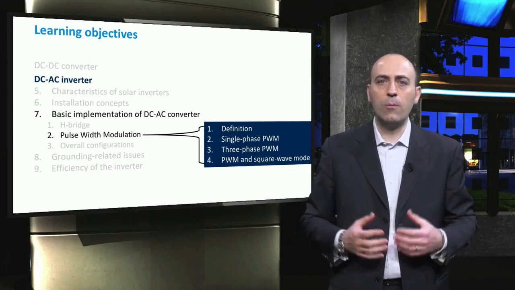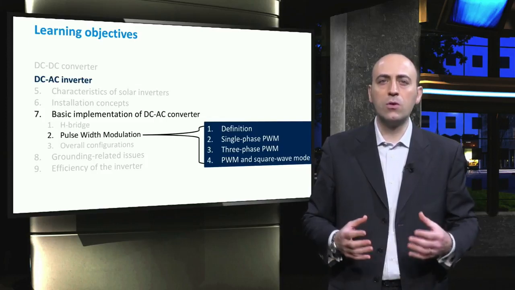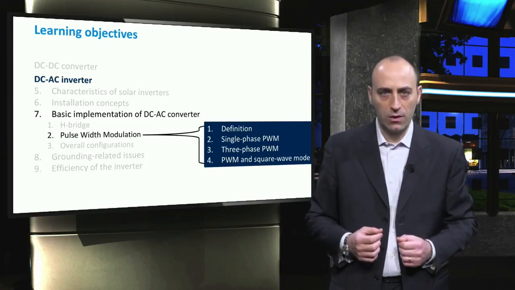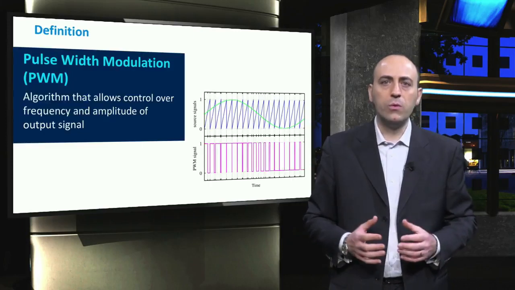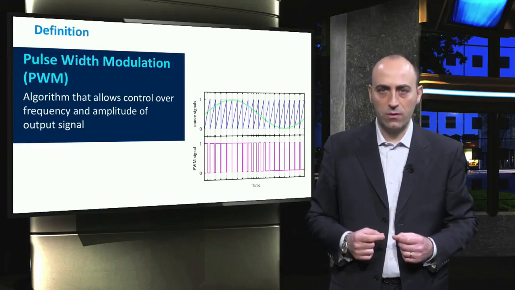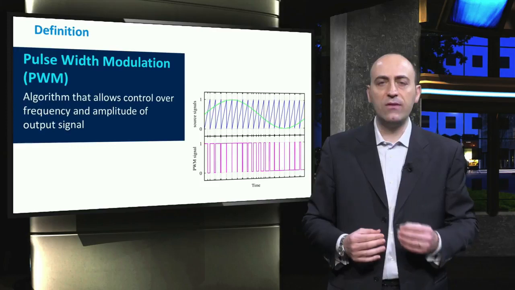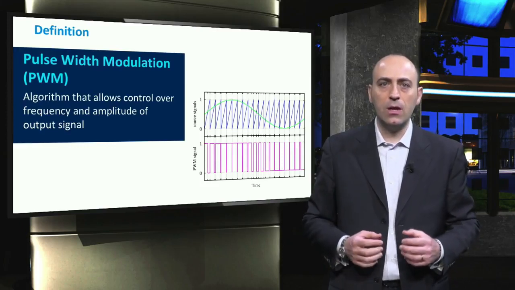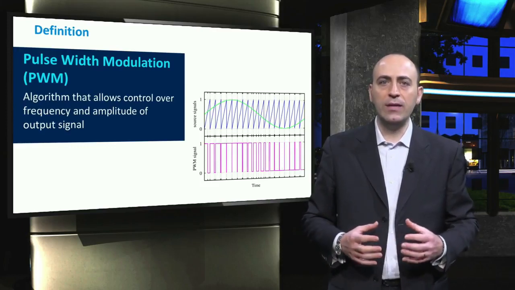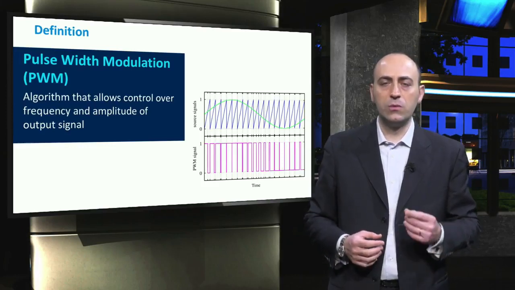Also, we will go through a comparison between PWM and the square wave, which are among the most used operational modes for solar inverters. Pulse width modulation is a control technique that acts over the switches of the inverter. It has the aim of controlling both the frequency and the amplitude of the output signal. This control is performed by modulating on and off times of the switches, therefore the pulse's width.